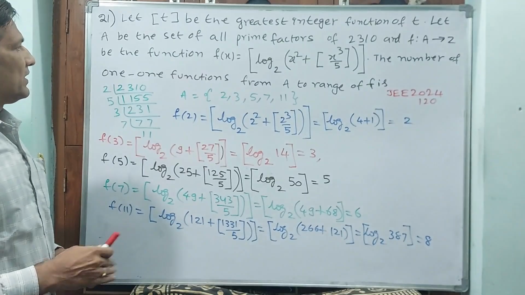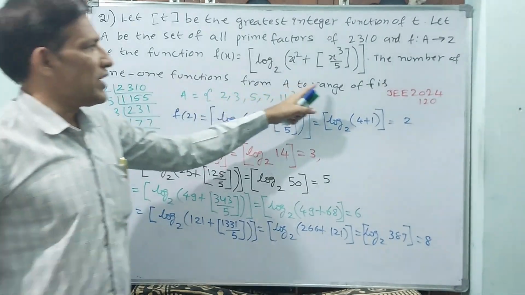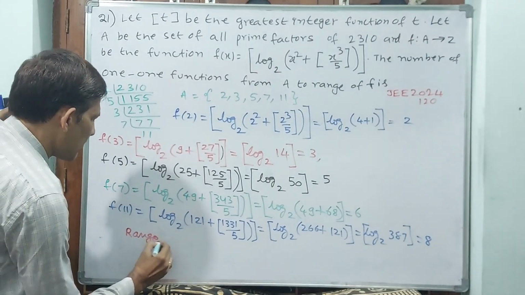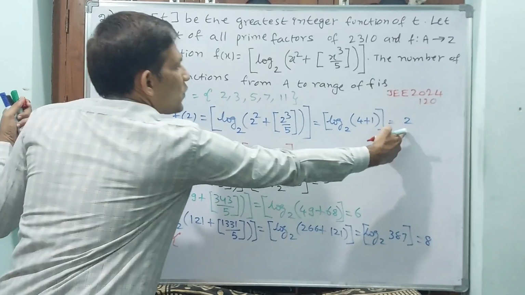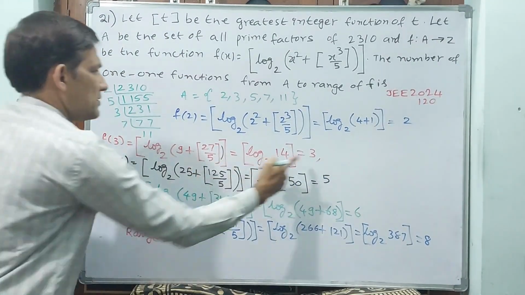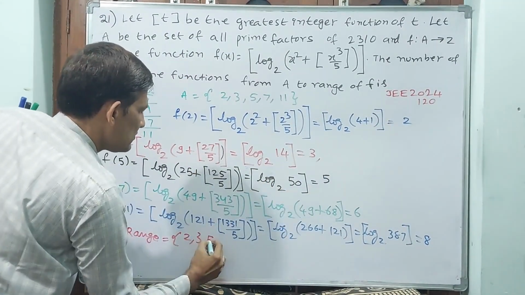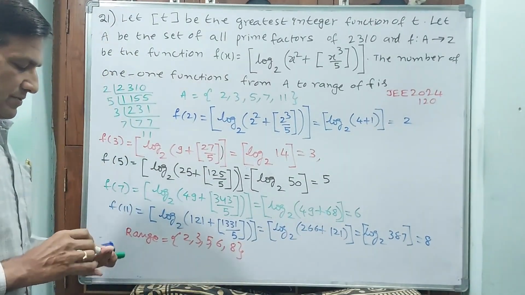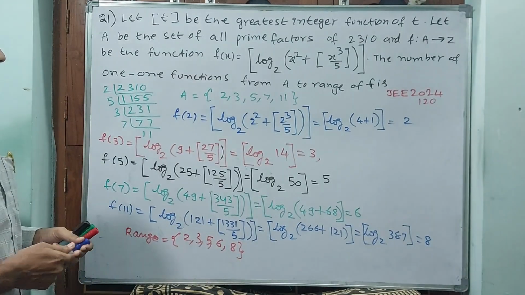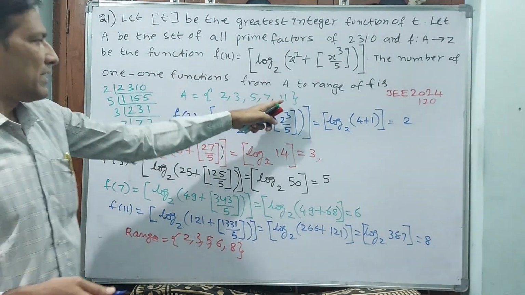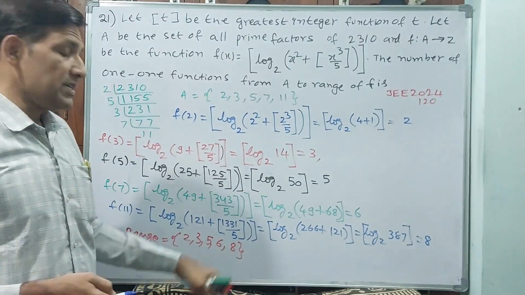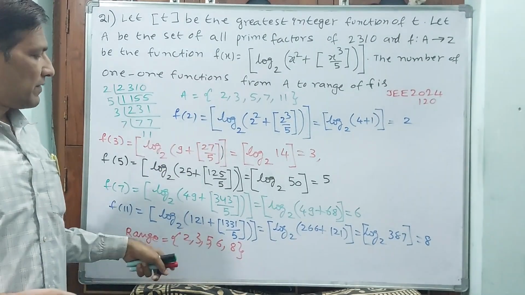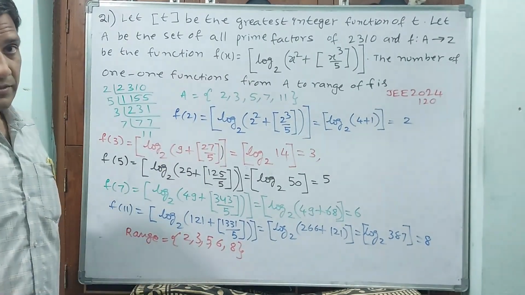Now you write down. Why? Because see, now one-one function from A to range of f. What is the range of f? Range I am writing once again. Range is equal to the set 2, 3, 5, 6, 8. This is the range. Now see, what is A? A I have already written: 2, 3, 5, 7, 11. Range is 2, 3, 5, 6, 8. Now how many one-one functions will be there from A to this range? That is the question.